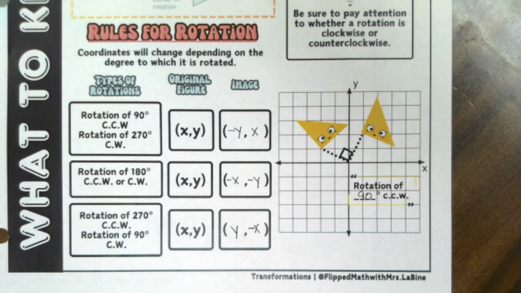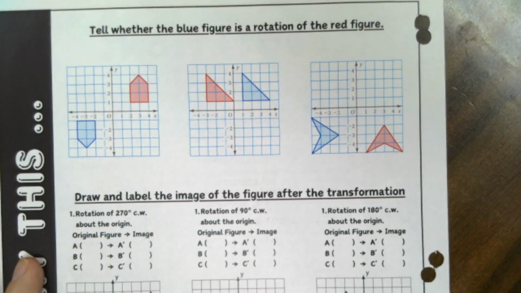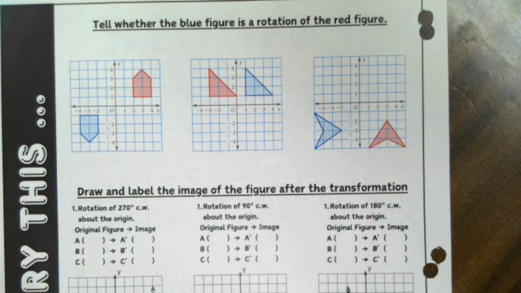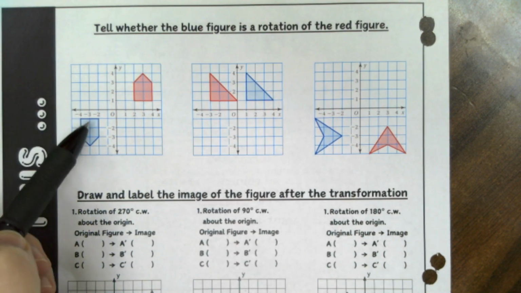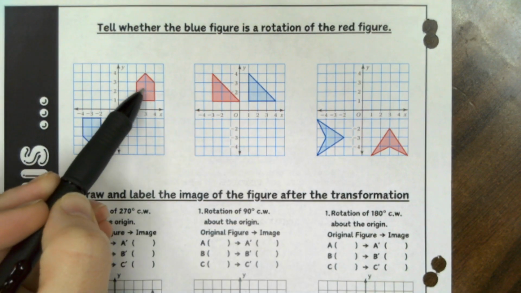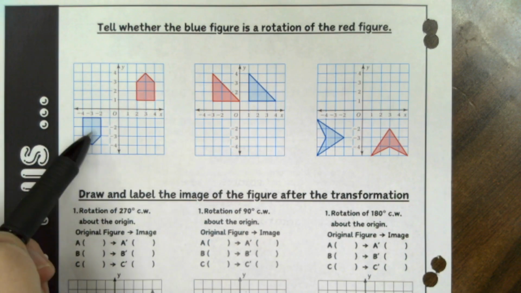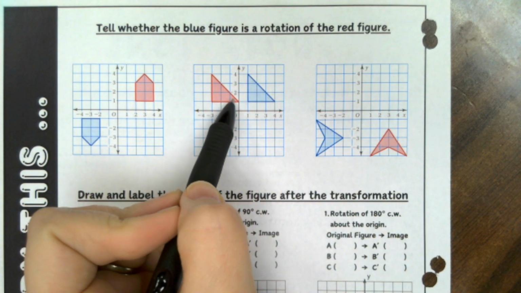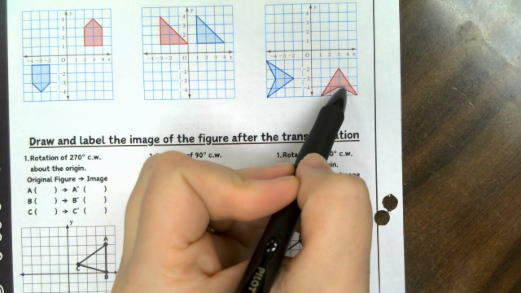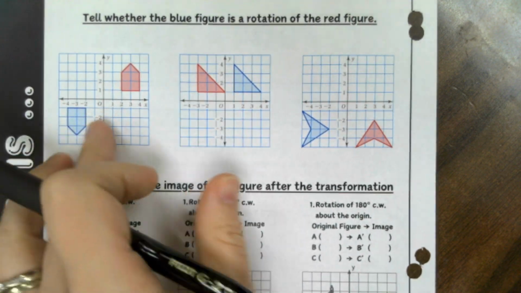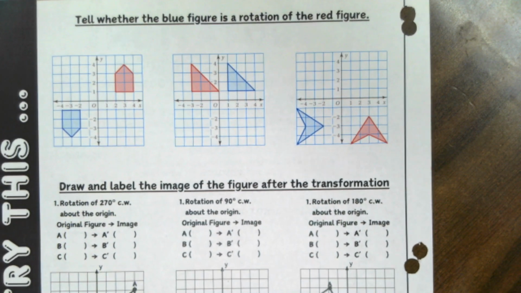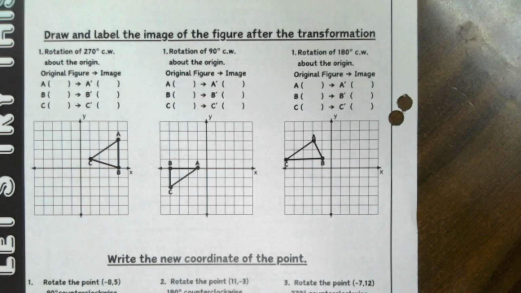Okay, so let's see if we can catch this in action. You're going to tell whether the blue figure is a rotation of the red figure. If I were to rotate this up, would that have been a rotation of this figure? If I were to turn this one, would that have been a rotation? You're going to go through and tell me yes or no. And then down here, you're going to draw and label the image of the figure after the transformation.